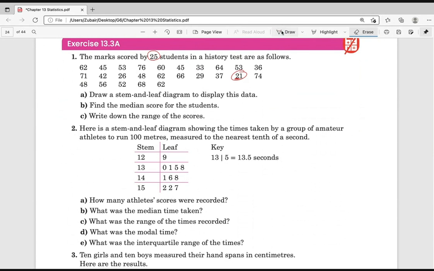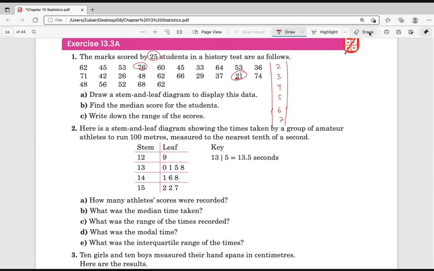And now I need to see which is the highest number. I can see 71, 76. So 76 being the highest. Now we would have an idea that we have to spread them between 21 and 76. Obviously, it would be between 20 and 80. Again, it is your choice if you write like 20, 30, 40, or 2, 3, 4, 5. It's better we write less and let the key adjust it. So 2, 3, 4, 5, 6, 7.